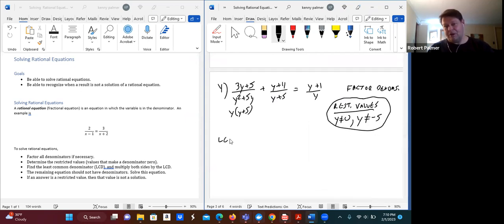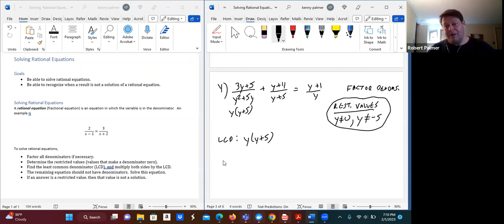Okay, now our least common denominator. So we have two distinct factors in our denominators. We have y and y plus 5, because those are repeated right here. And so our LCD has to have both of those. It's going to be y times y plus 5. And like we did in the past, multiply both sides by that. So once again, if you look over here, this is the kind of procedure. Multiply both sides by that.